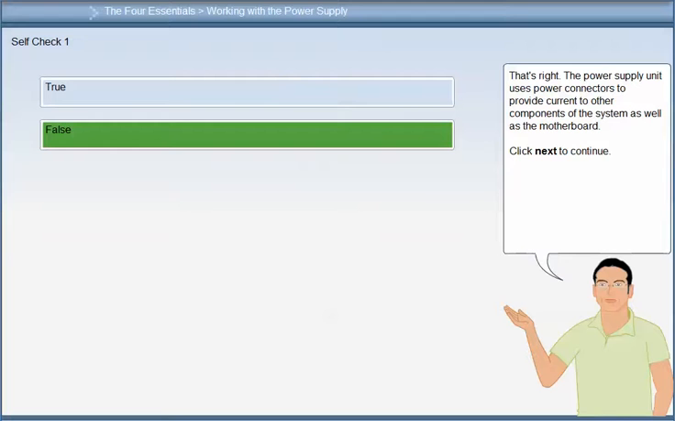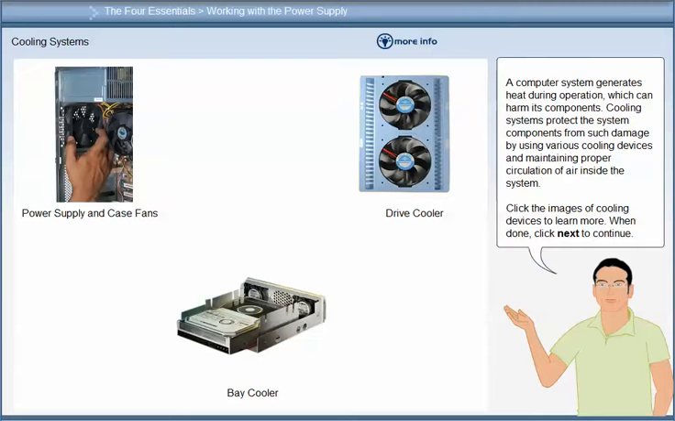A computer system generates heat during operation, which can harm its components. Cooling systems protect the system components from such damage by using various cooling devices and maintaining proper circulation of air inside the system. Click the images of cooling devices to learn more. When done, click Next to continue.